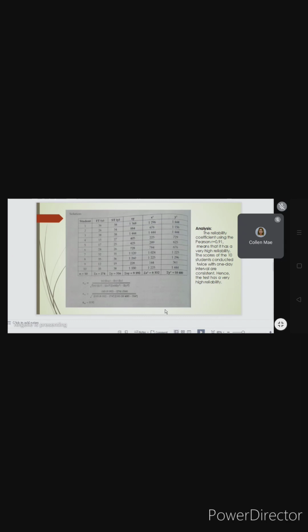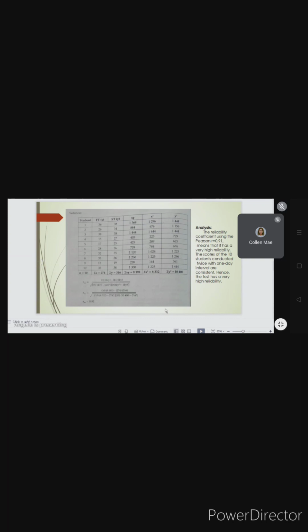So how do we get the xy? We multiply the x, 36, and times y, which is 38. Our result is 1368. Then to find the x squared, we multiply 36 times 36. The result is 1296. Then to find the y squared, it is the same: we multiply y by itself. 38 times 38 is equal to 1444. So it is the same procedure until you reach the 10th student to get the xy, x squared, and y squared.